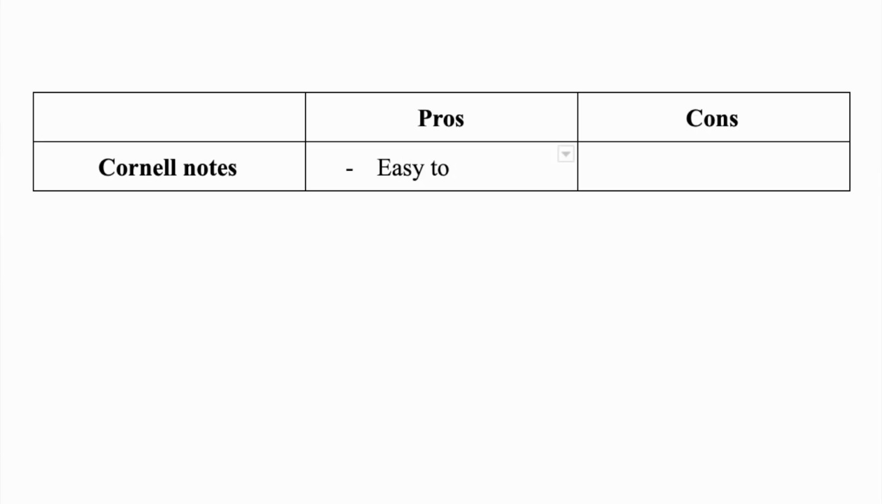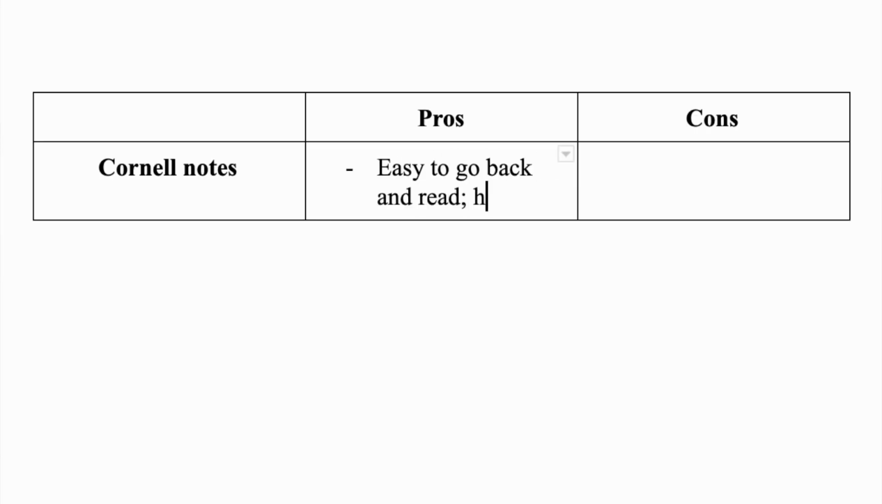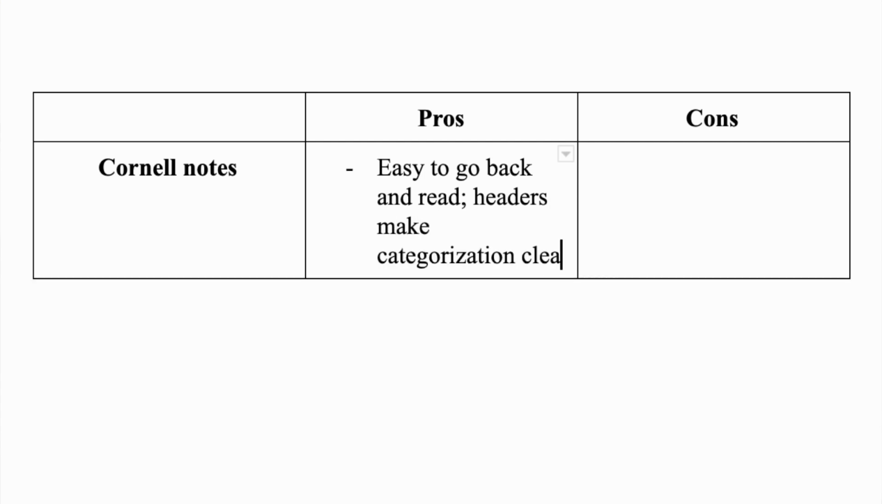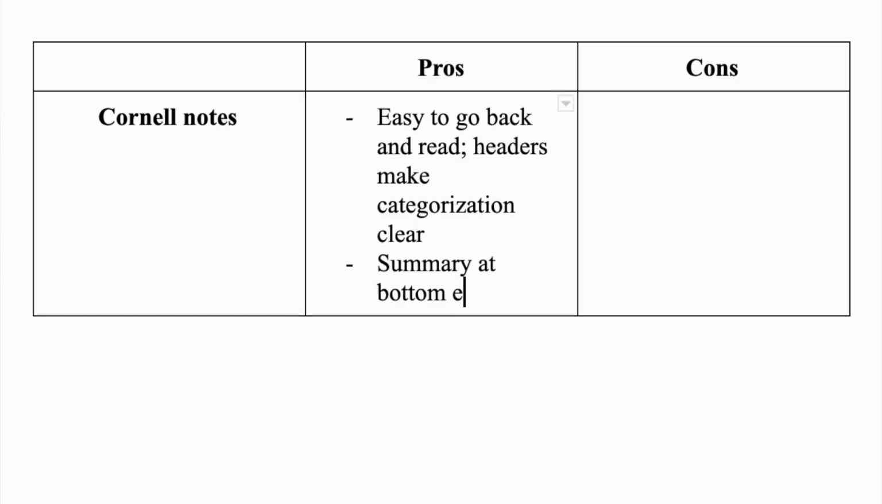Personally, I found that Cornell Notes are easy to go back and read because obviously you have the topics on the side, so you can see what you're discussing and find your categorization quite easily. The summary at the bottom is efficient. If you're reviewing older notes and you don't quite remember what those notes are about, you can go back and be like, oh, okay, this was about this topic.